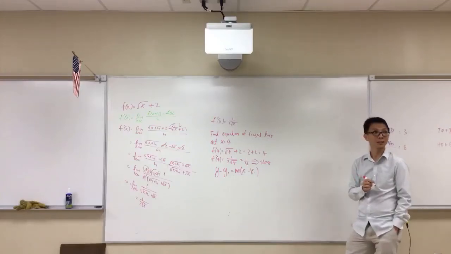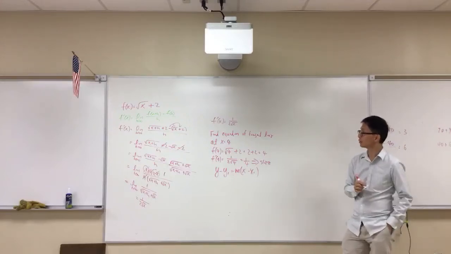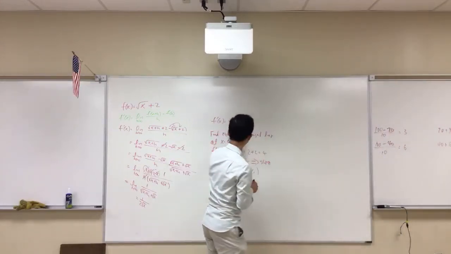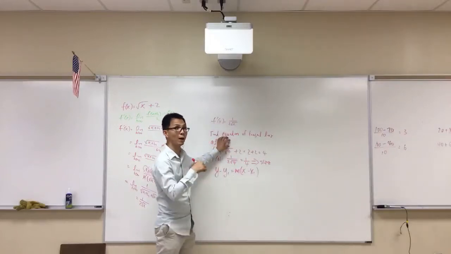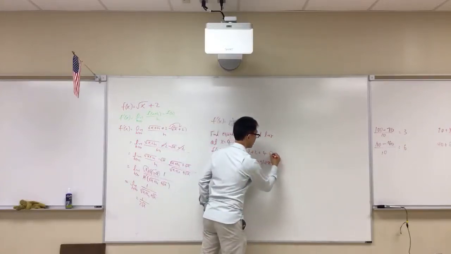Yes? So the 4 you plugged into the f prime one, that's because of the one you found from up there, right? Not because x equals 4. Well, I say find the equation of the tangent line at x equals 4. You need to find the y value of a tangent line, right? So you need to plug into the original function to get a y value. So this is the y value, right?